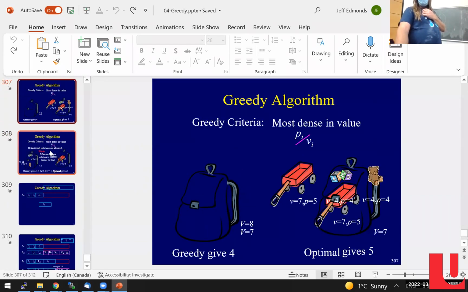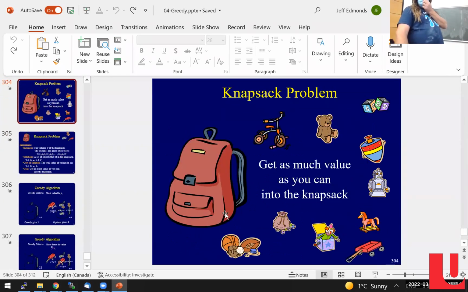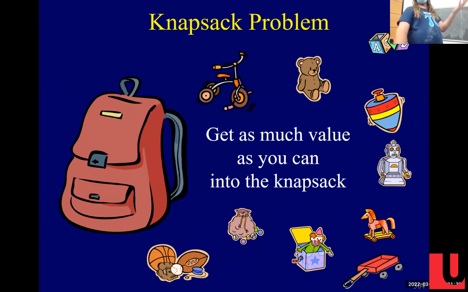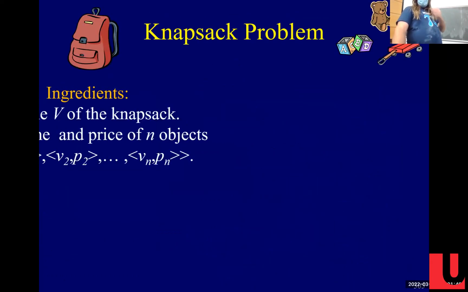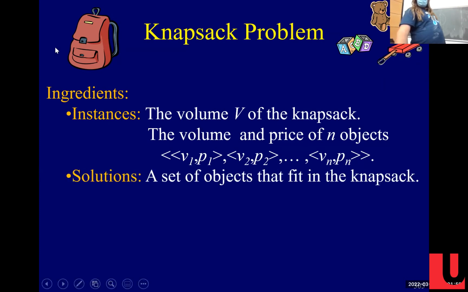All right. So, what's the knapsack problem? You have a knapsack and a bunch of objects, right? And so the input tells you the volume of the entire knapsack, and it tells you the volume of each of your objects and the price of each object, right?